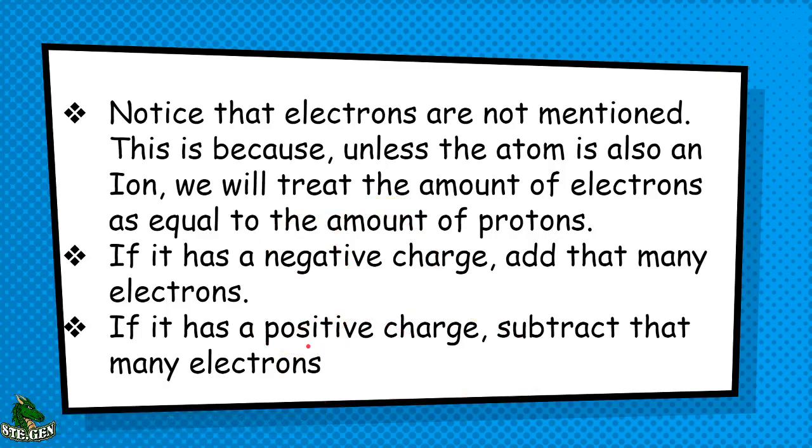So if you want negatives, you have to add something that's negative. And if you want positives, you have to subtract something that's negative. So remember, electrons are negative. That will make it make a little more sense for you, hopefully.